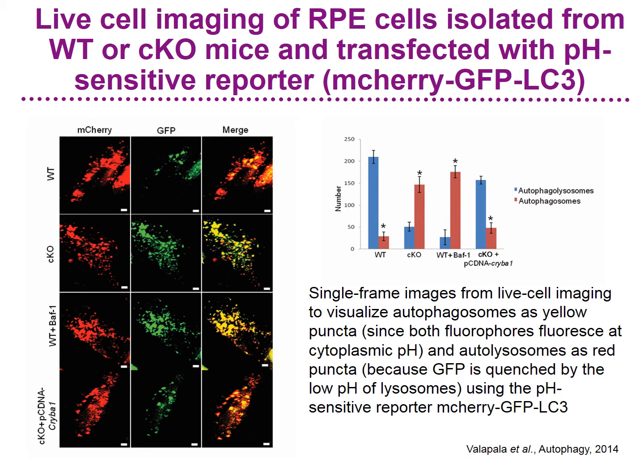To prove that this is happening because of the loss of the protein beta A3/A1 crystallin, we took the conditional knockout RPE cells and transfected them to overexpress beta A3/A1 crystallin, and what we find is that the pH is retained and the GFP is quenched, and you can see that there are more autolysosomes than autophagosomes.